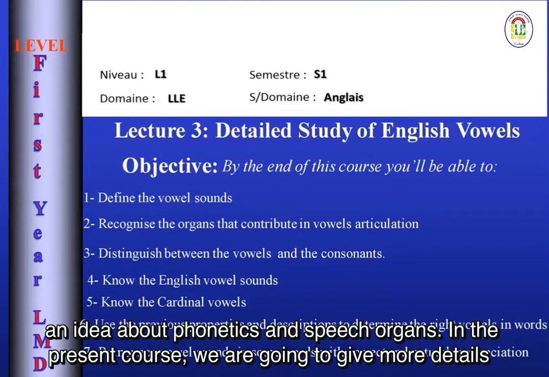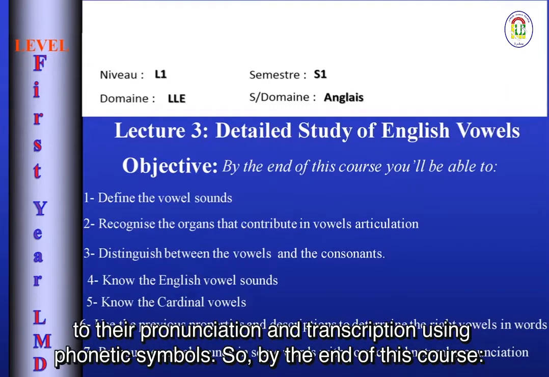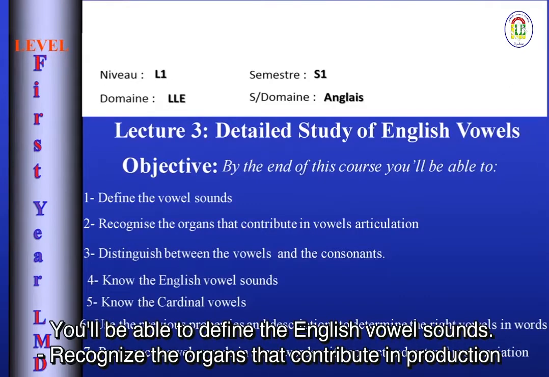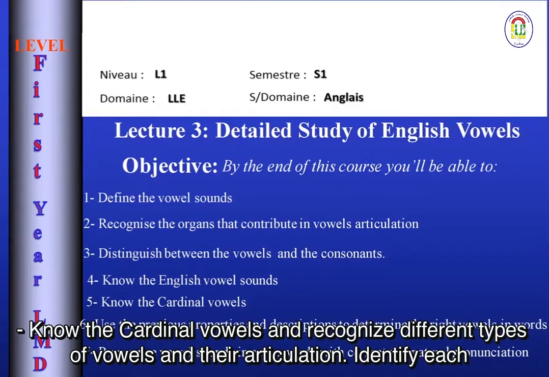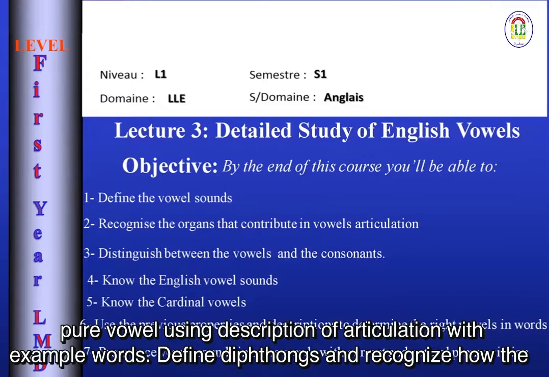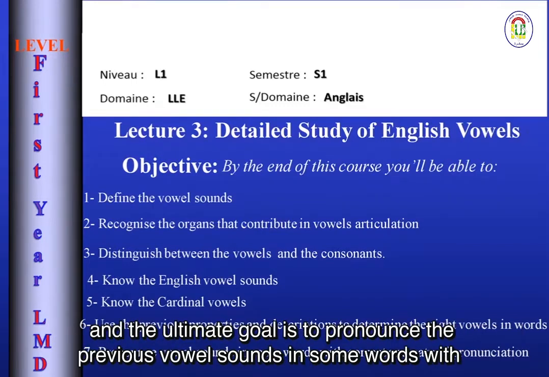In the present course, we are going to give more details about the English vowel sounds, how they are articulated and described, in addition to their pronunciation and transcription using phonetic symbols. By the end of this course, you'll be able to define the English vowel sounds, recognize the organs that contribute in the vowels' articulation, distinguish between vowels and consonants, know the cardinal vowels, recognize the different types of vowels and their articulation, identify each pure vowel using description of articulation with example words, define diphthongs, recognize how the diphthongs are articulated and represented in the vowel chart, distinguish between diphthongs and triphthongs, and the ultimate goal is to pronounce these vowel sounds in words with correct pronunciation.